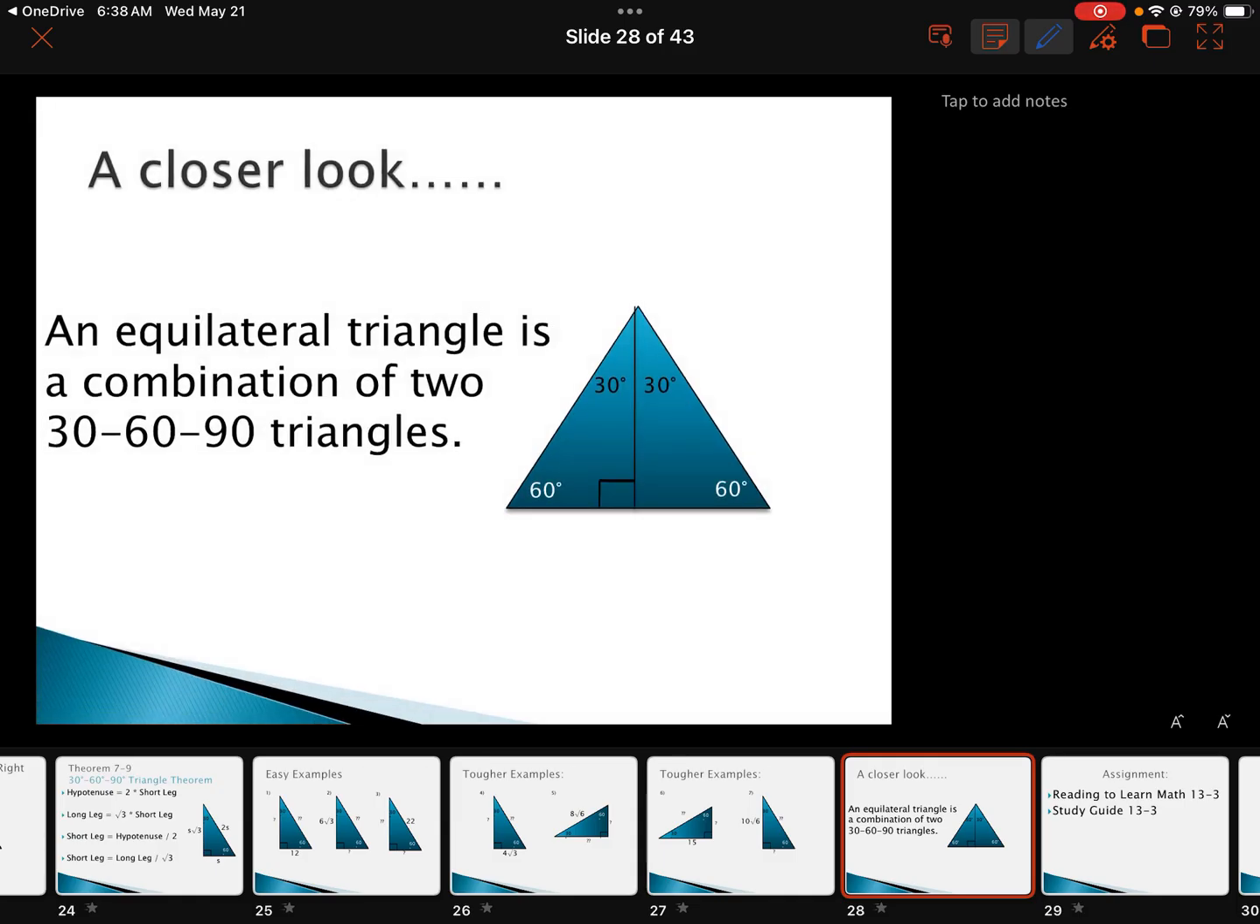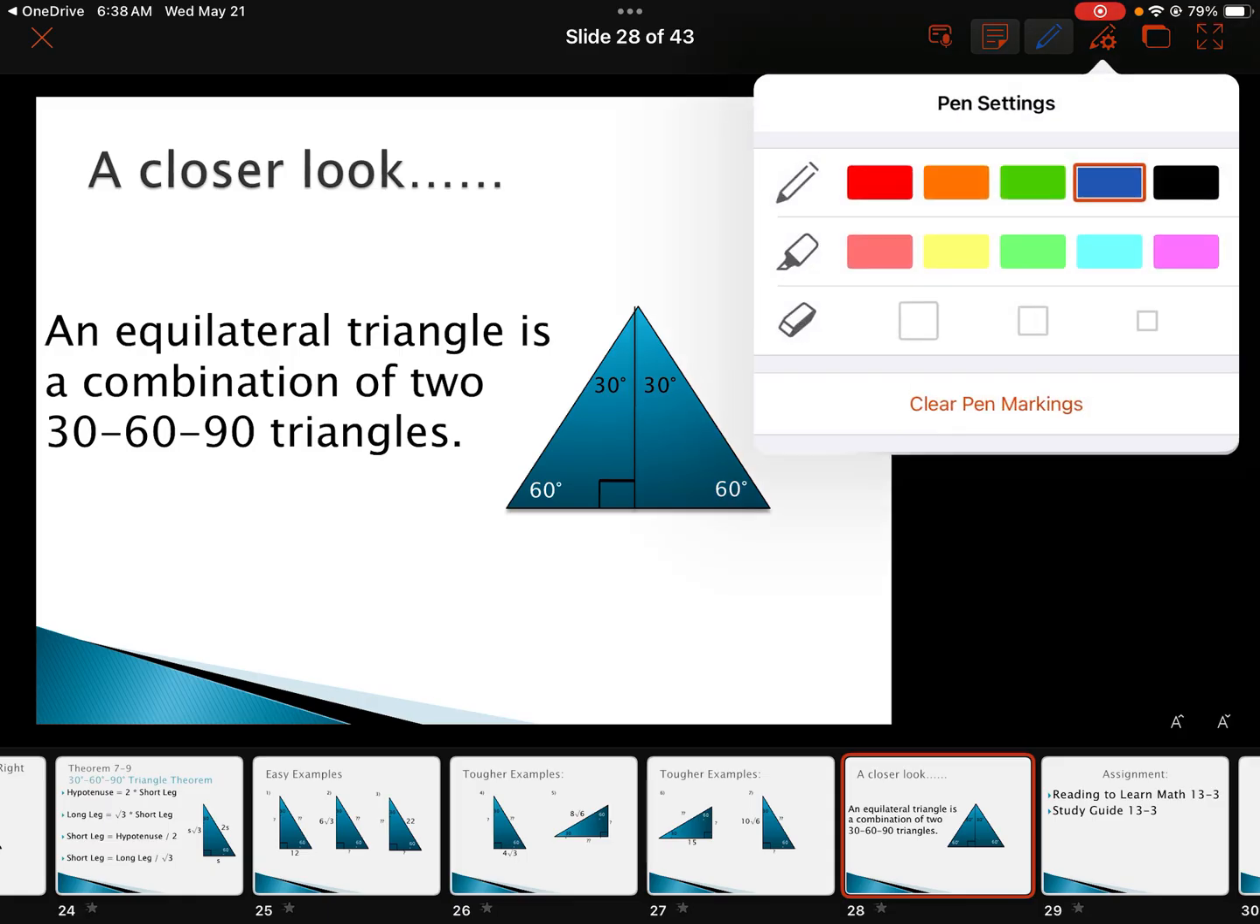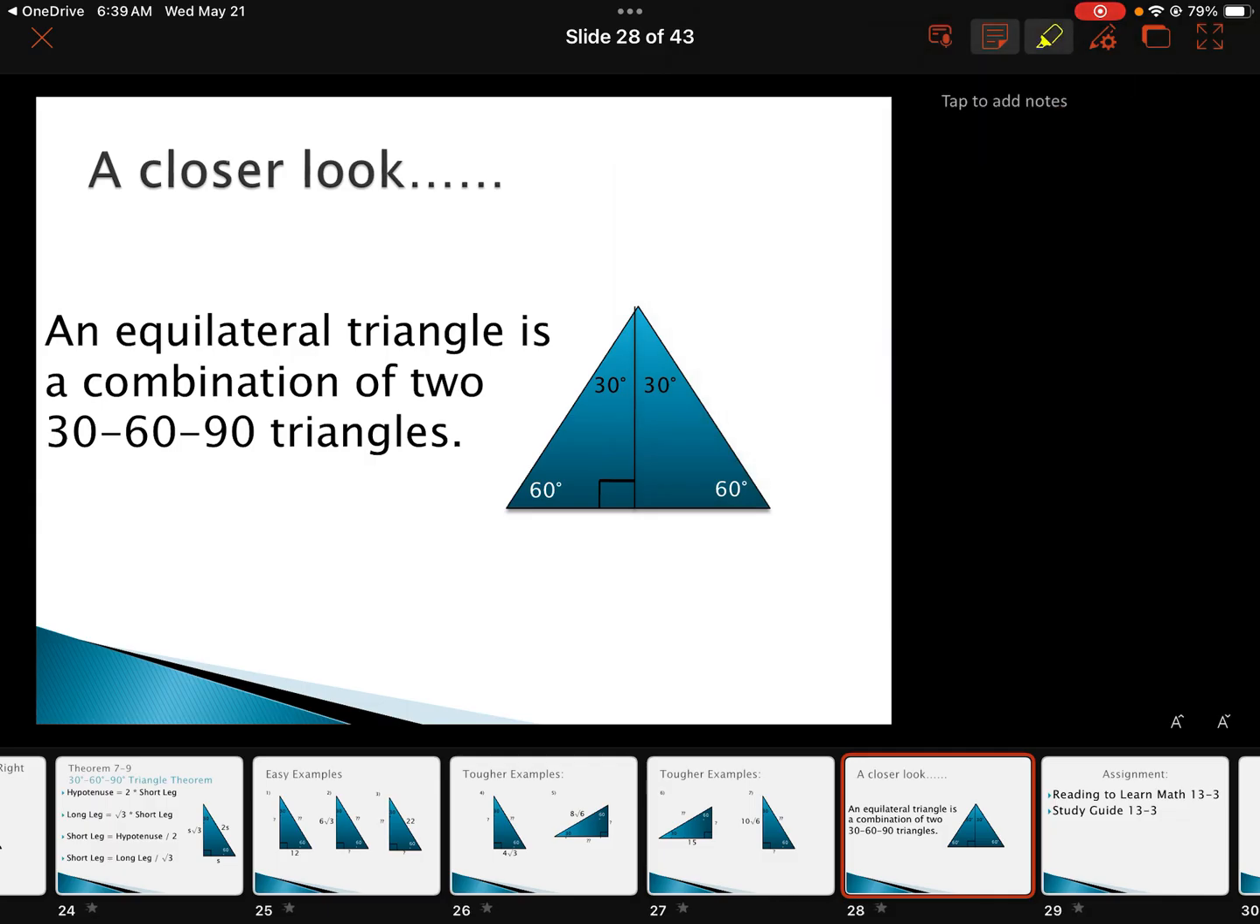There might be some equilateral triangles in this section. Why? They're not 30, 60, 90 triangles. But if you draw this altitude or this median right here, or that perpendicular bisector, it's all of those segments, if you remember, it splits the equilateral triangle into two 30, 60, 90s. So if you see an equilateral, don't think that it's out of place. It's actually just two 30, 60, 90s pushed together.